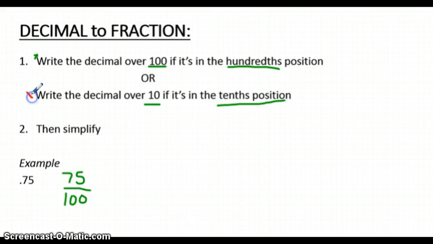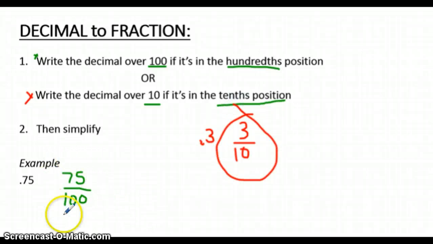For this one right here, where we said if it's in the tenth position, write it over 10, that would be like this. Decimal point 3, which is really 3 tenths. So 3 out of 10. Here, can we simplify that? No. So that is our final answer.